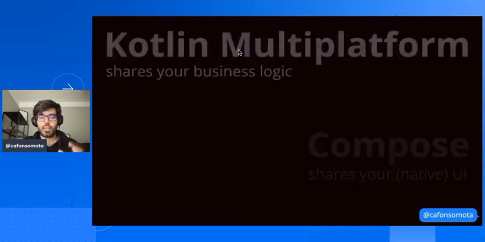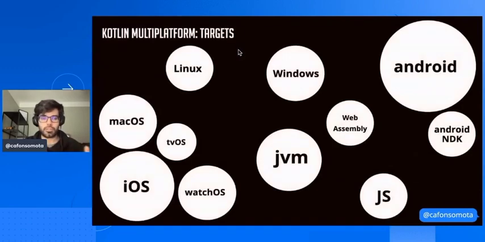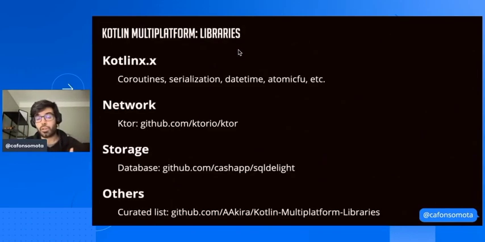So let's start. You can use Kotlin Multiplatform on a lot of targets. You can use it on Android, iOS, macOS, watchOS, JVM, JS, etc. There are a lot of libraries that you are going to need for multiplatform. These are the most used ones. From KotlinX, you've got coroutines, serialization, datetime, etc. For network, you need to move to Ktor. For storage, for instance, SQLite.